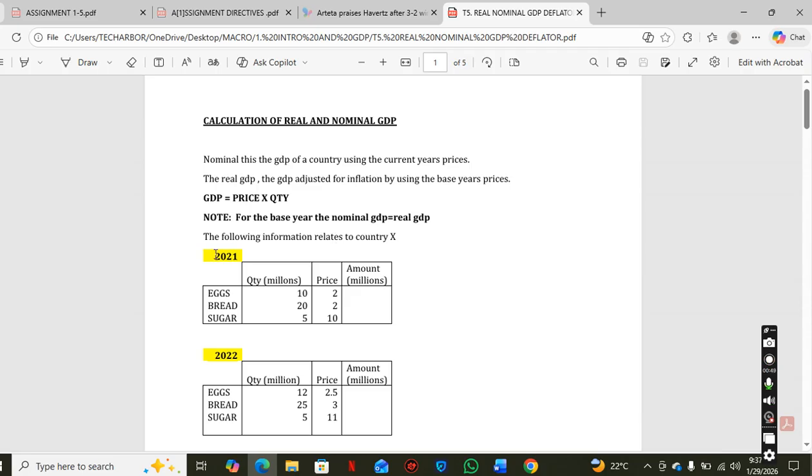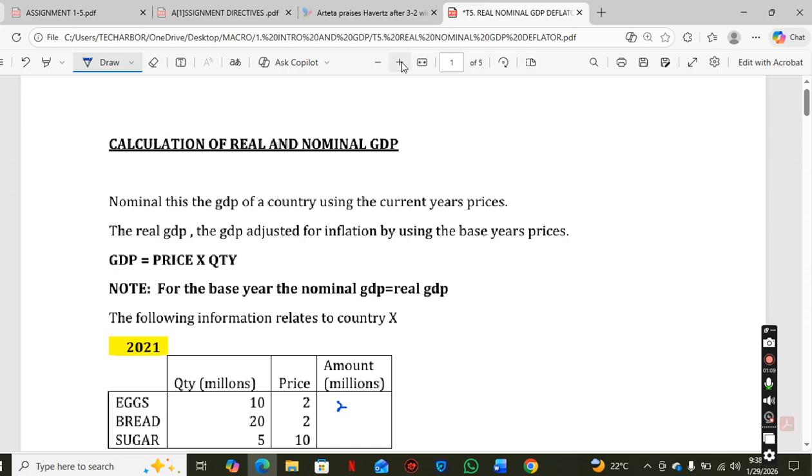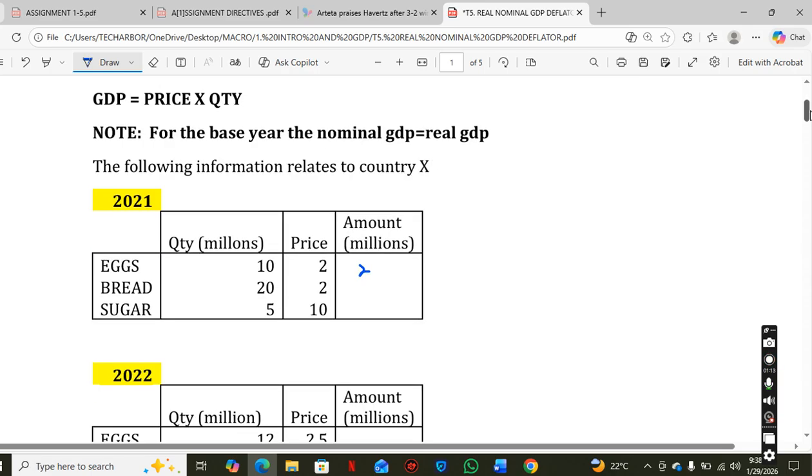Right? So in the year 2021, we produced 10 million eggs. Each egg is going at 2 kwacha. So you're just going to say 10 times 2, you get 20 million. Okay, nominal GDP, very easy to get. You're just multiplying price times quantity.